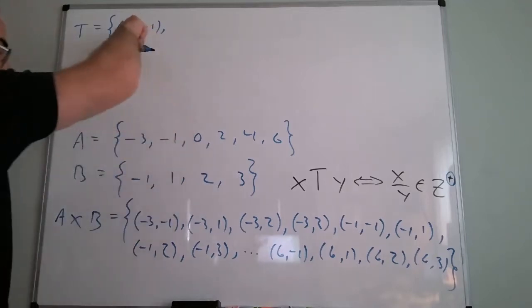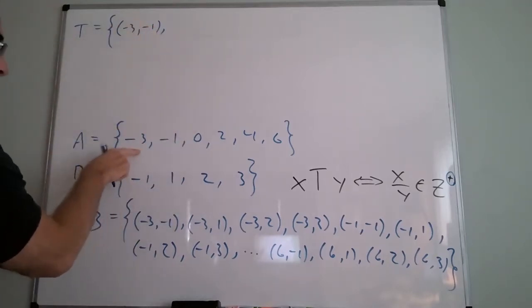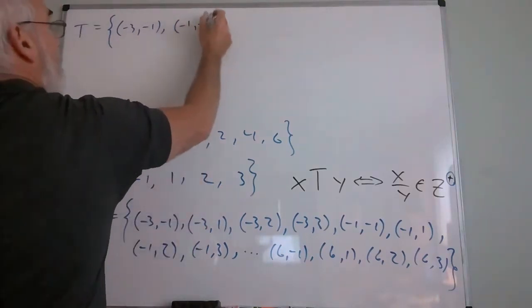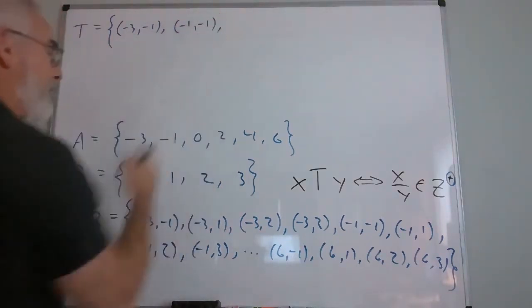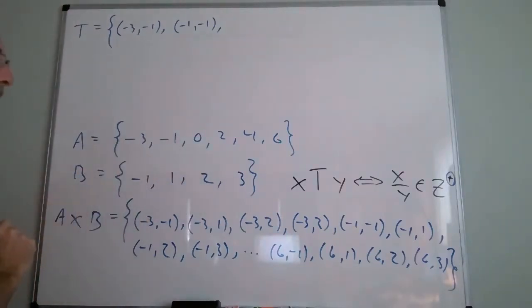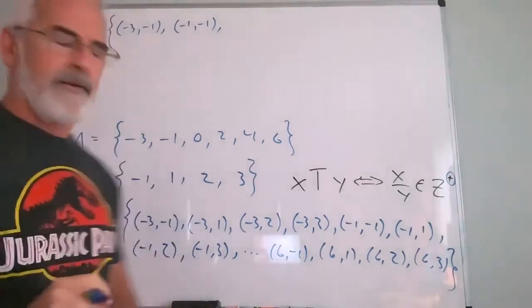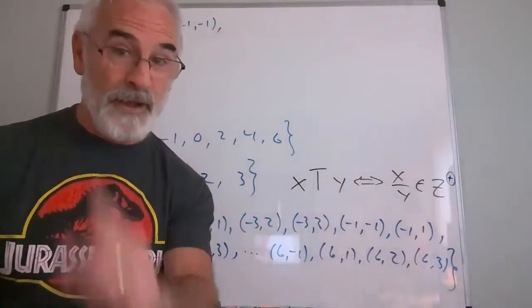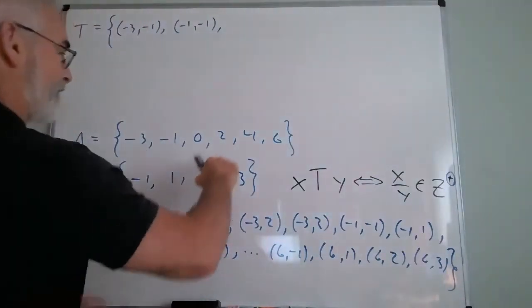So -3, -1 will be one of them, but that's the only one that's going to involve -3. How about -1? Well, -1, 1. Or excuse me, -1, -1. All right, let's keep going. How about 0? No, 0 is not positive. Yeah, 0 over all of them will be an integer, but none of them will be positive integers. Aha. So I kind of tried to trick everybody.